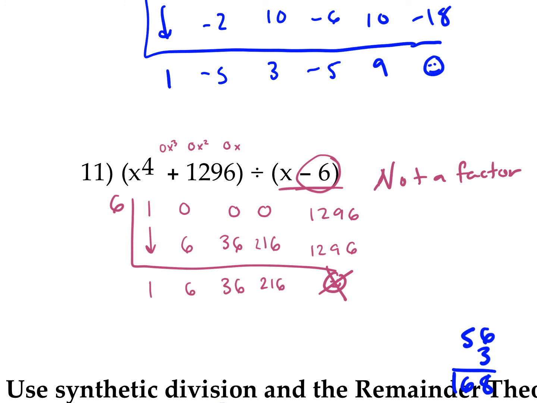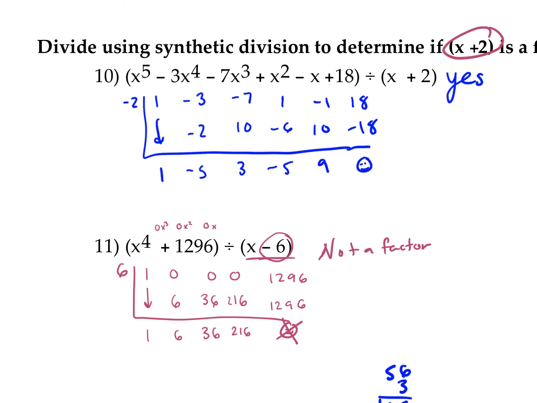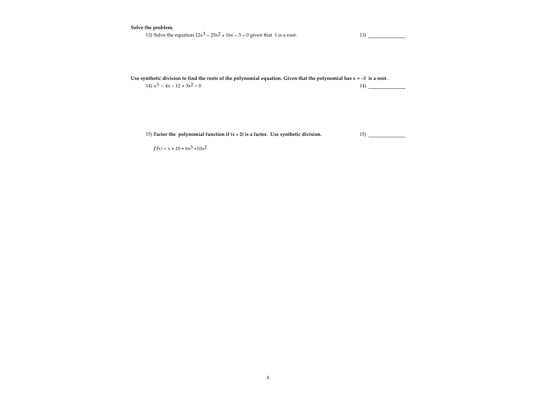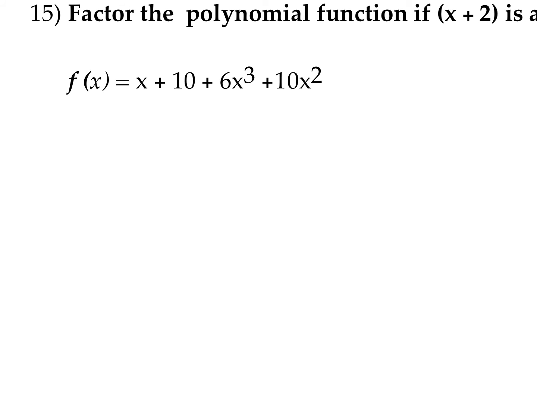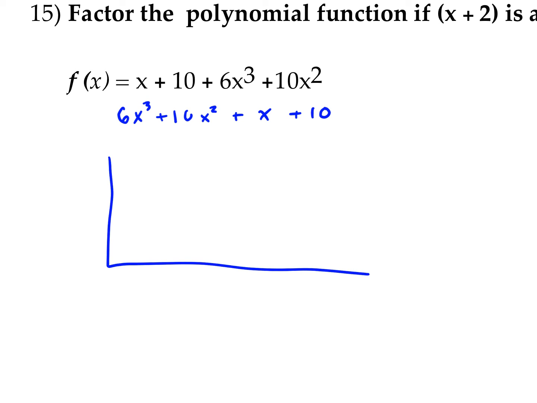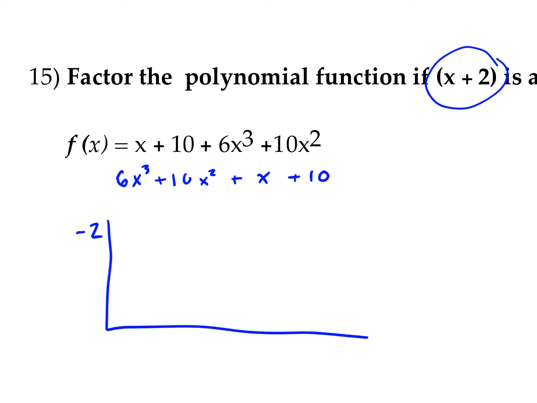So I was looking at the 2.3 notes, and I was looking at the rational. So it's a factor of the polynomial if x plus 2 is a factor and we use synthetic division. So we have to make sure this is in standard form, so 6x cubed plus 10x squared plus x plus 10. And we're using synthetic division to check and see if x plus 2 is a factor. So what goes on the outside? Negative 2, since it's written like this, we have to change it. So negative 2 goes on the outside.